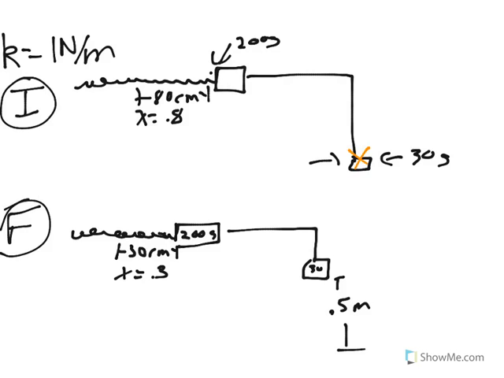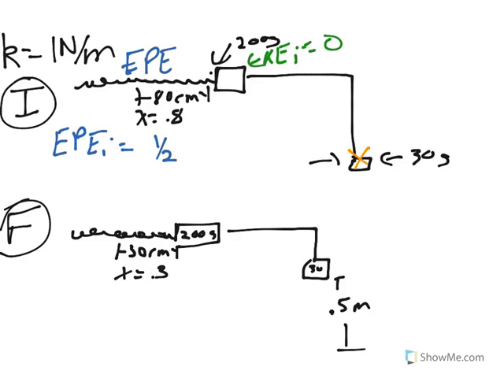There is no kinetic energy here because we've just pulled it back. So the kinetic energy initial is equal to 0. The only thing that we have is this elastic potential energy here. And so elastic potential energy initial is equal to 1/2 times K, which is 1, times 0.8 squared. Alright, that's simple enough. So that's the first scenario.